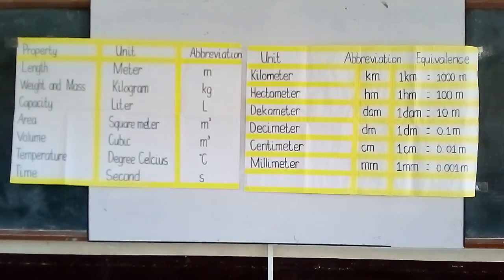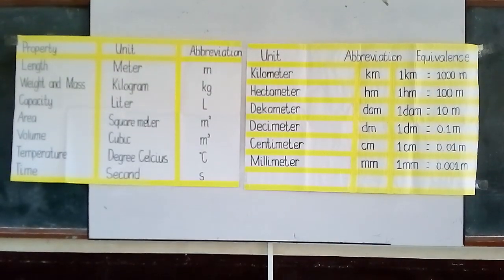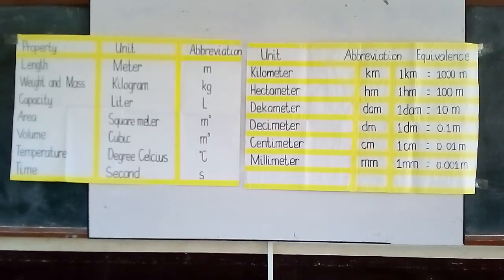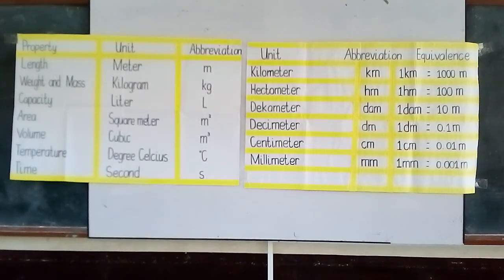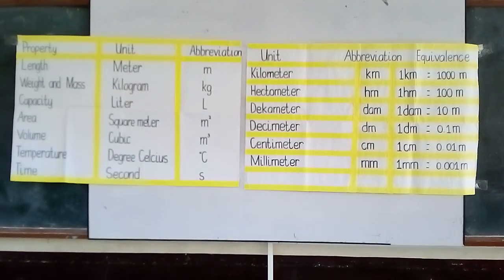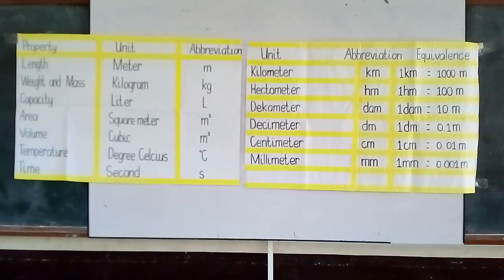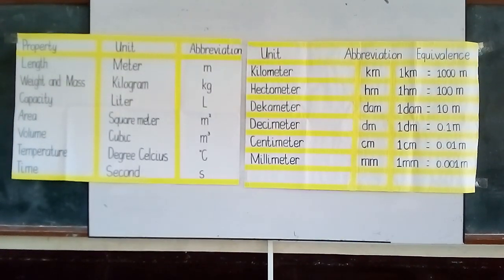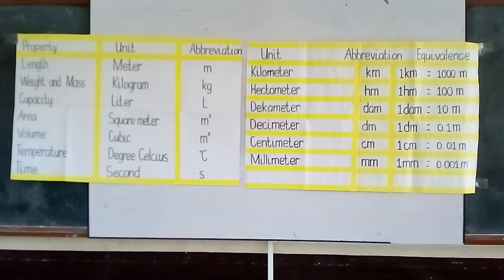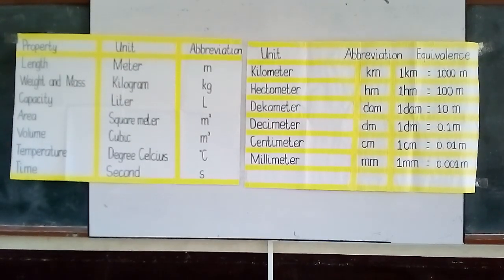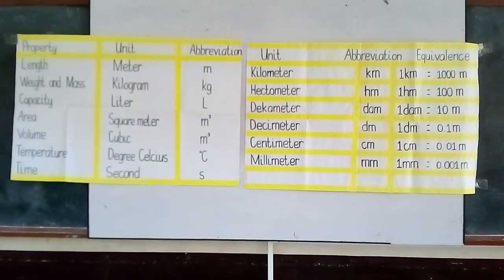At present, we have 2 standardized systems of measure, the customary or English system and the metric system. I will show you first the metric system. The properties are length, weight and mass, capacity, area, volume, temperature, and time. The unit for length is meter, for weight and mass, kilogram, for capacity, liter, area, square meter, volume, cubic meter, temperature, degrees Celsius, and for time, second.